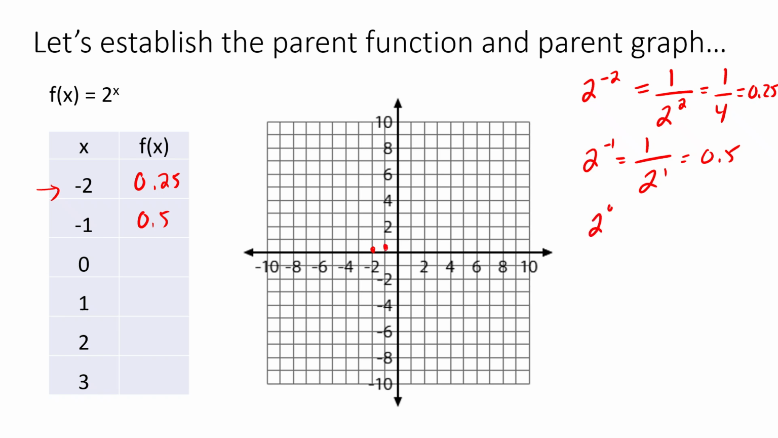Next one would be 2 to the 0, which is 1. And so when x is 0, y is 1. So we have our y-intercept. And now the rest of these are easier to navigate. 2 to the first power is just 2. 2 squared is 4. And 2 to the third is 8. And so we can round out our table with 2, 4, 8.